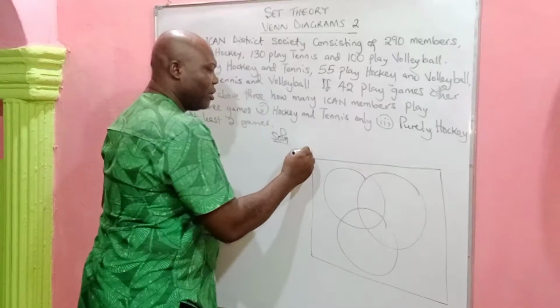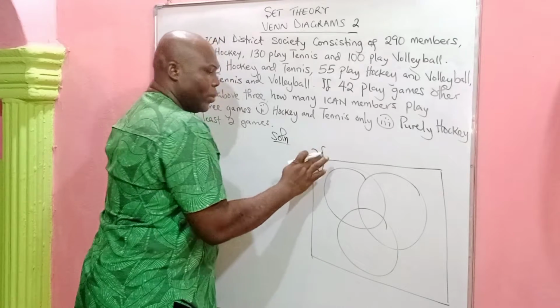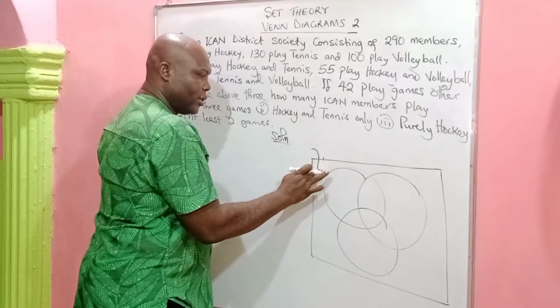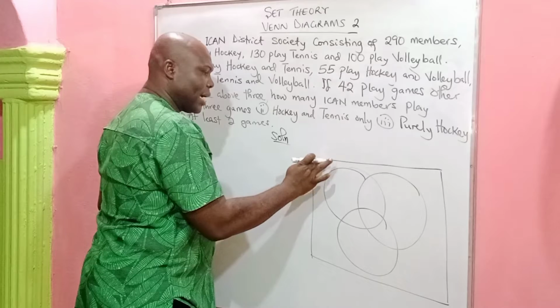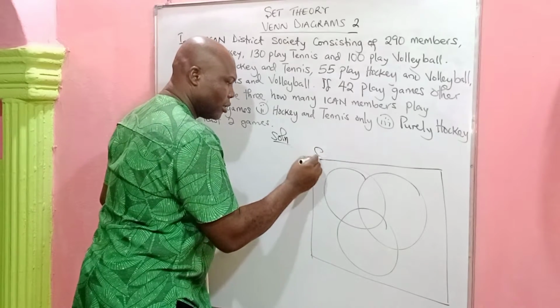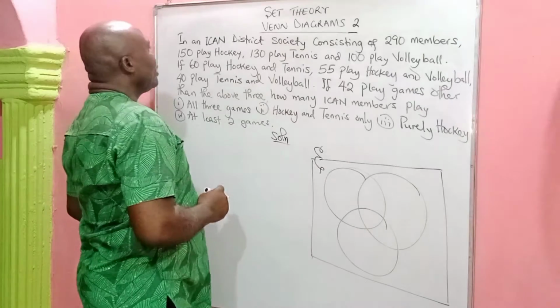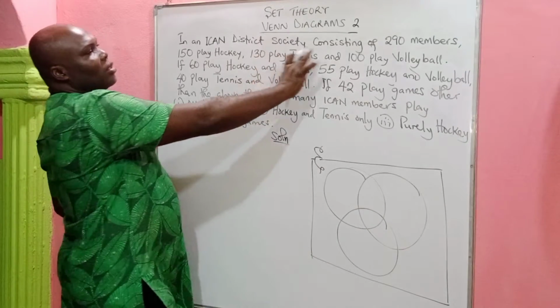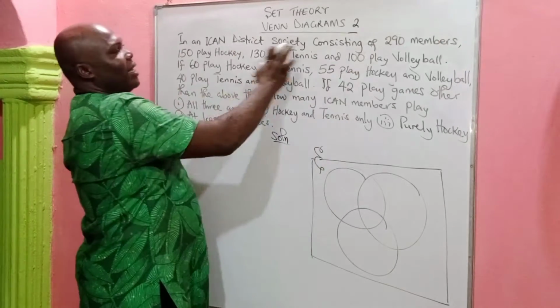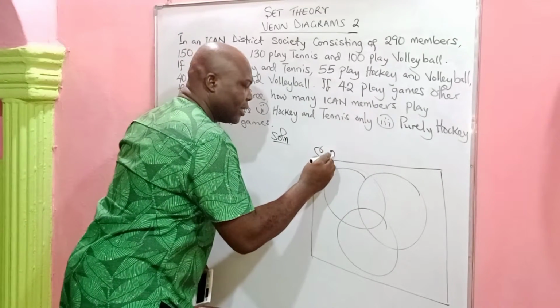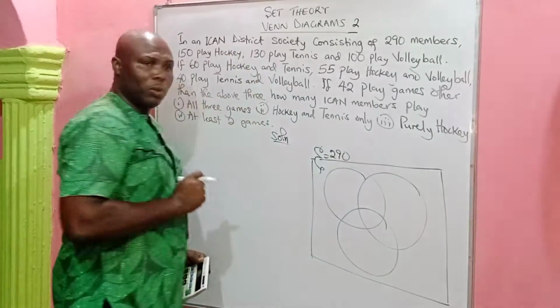Alright, so we have the universal set. We can use this as a universal set, or we can still use the epsilon sign as a universal set. Alright, so that's still the universal set. They say in an icon district, 290 members are in the district society, so the universal set is 290. We've been given that.